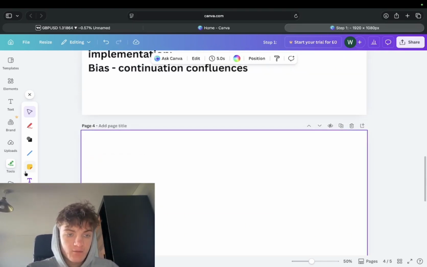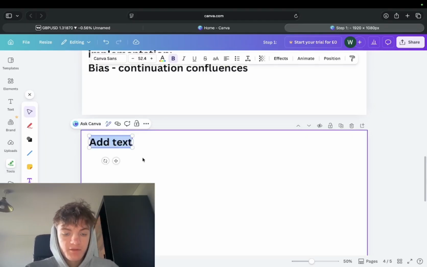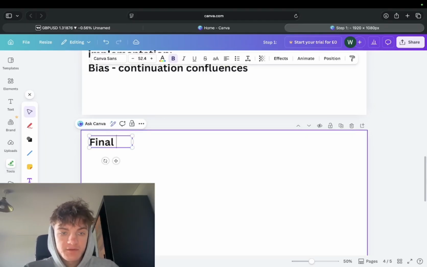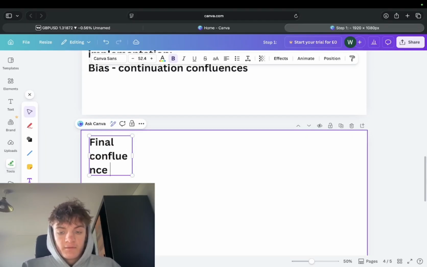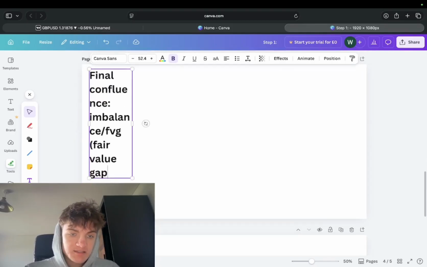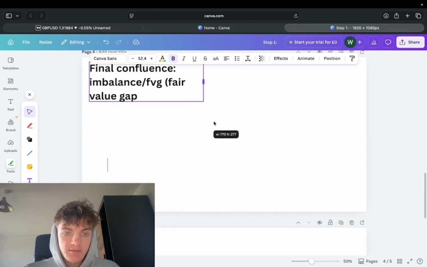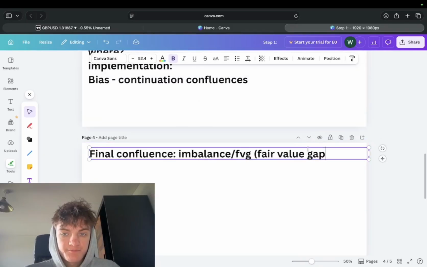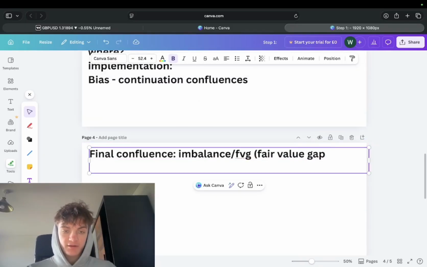All right, whatever. Third and final confluence. It is the imbalance, or more famously known FVG, fair value gap. Bro, who decides that a box should be this shape? Like, genuinely, get a grip. Shitty Canva designers, bro.